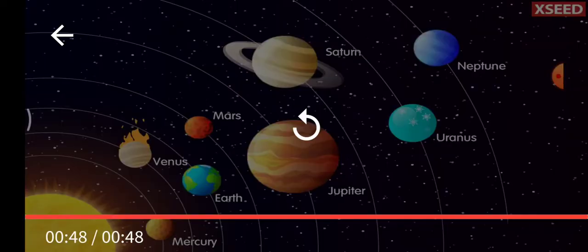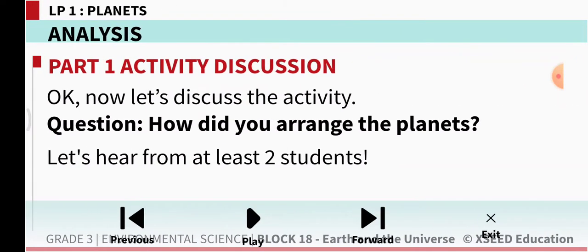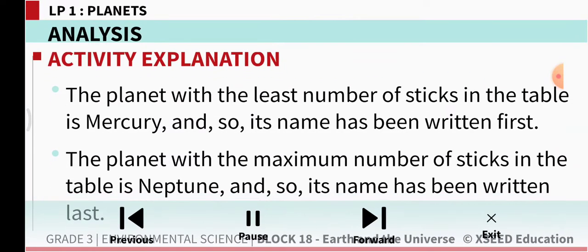Right, after watching the video, we learned the distance of the planets from the sun. So how did you arrange the planets? The planet with the least number of sticks in the table is Mercury, and so its name has been written first. In our notebook we have drawn this picture of the planets and their distance, which is represented by the sticks. The planet with the maximum number of sticks in the table is Neptune, so its name has been written last.